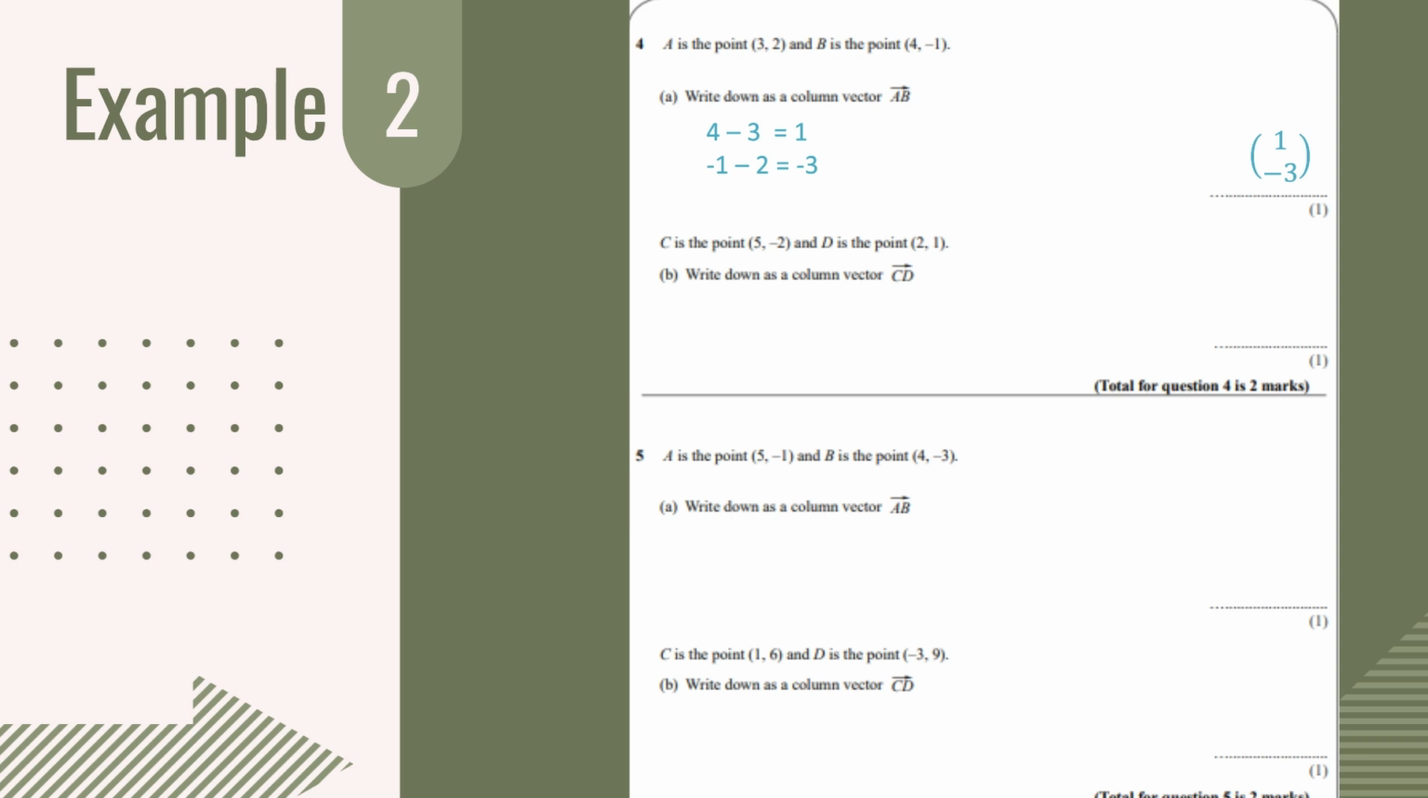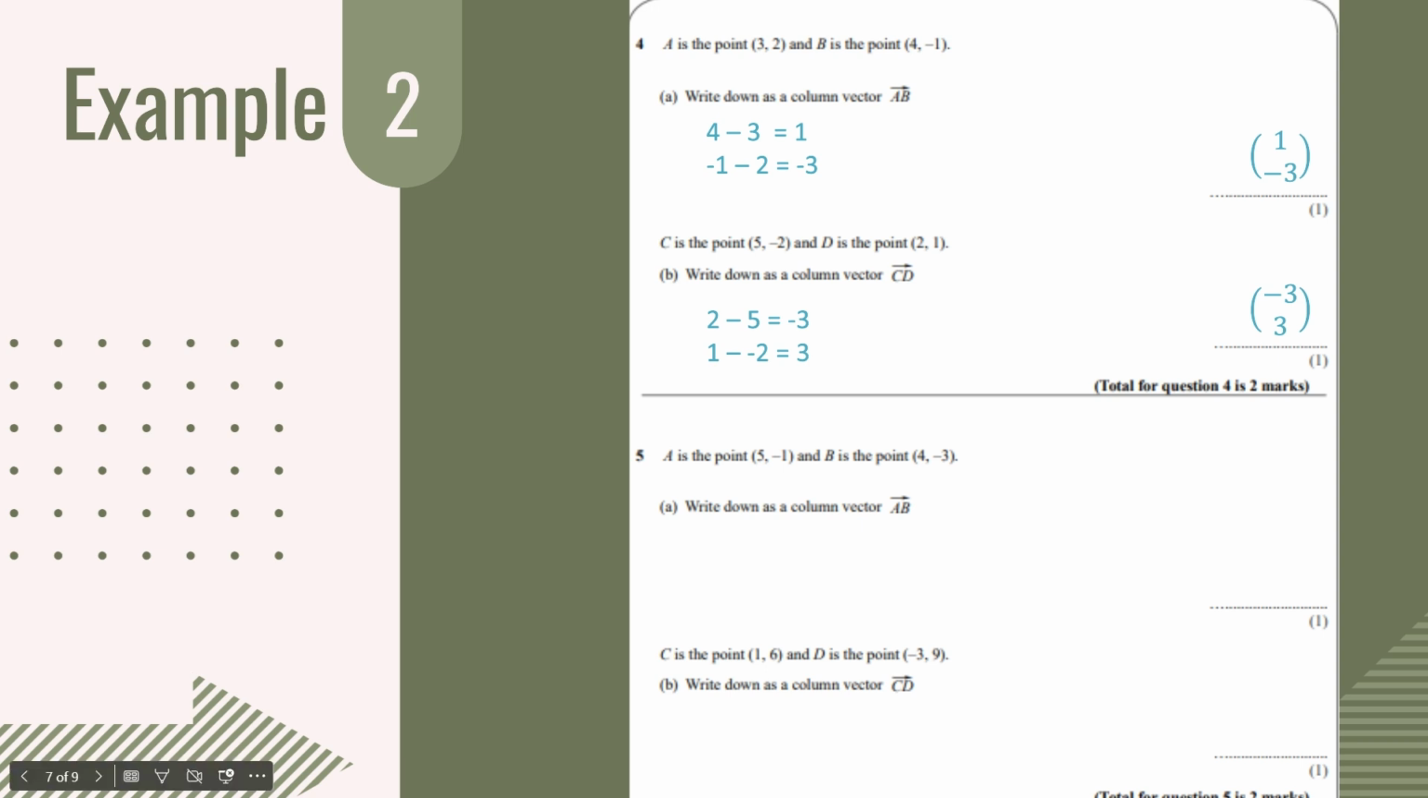In part B, C is the point (5, -2) and D is the point (2, 1). Write down as a column vector CD. So here we do 2 minus 5, which is minus 3, and 1 minus minus 2, which gets us to 3. So our column vector would be (-3, 3).